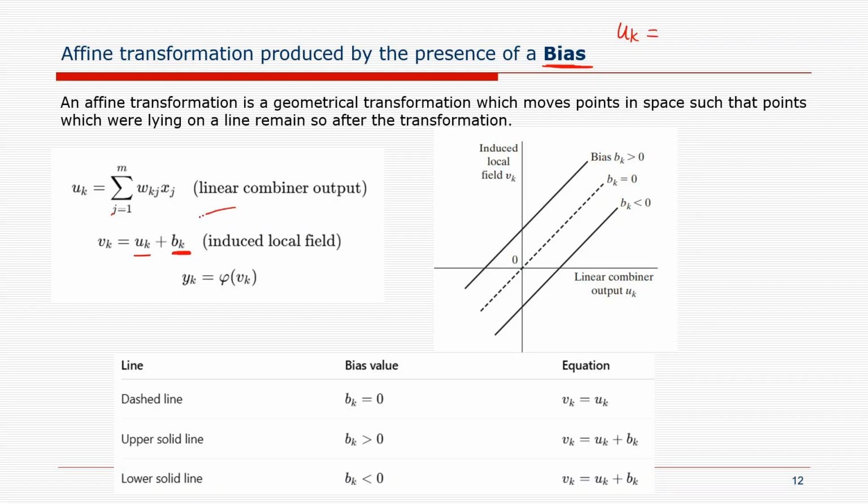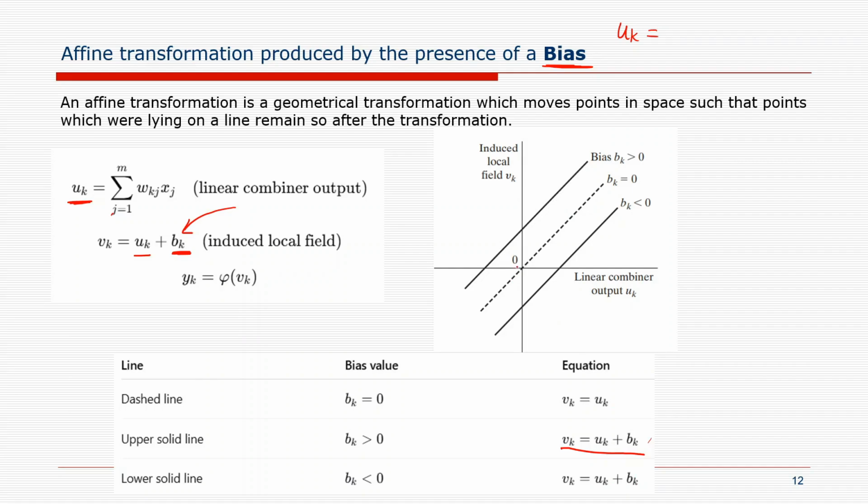Now we'll look at what is the effect of this bias term, BK. If BK is equal to 0, the output passes through the origin, induced by the linear combiner output UK, because this UK we are going to call the linear combiner output. But if the bias is greater than 0, VK becomes UK plus BK, and the line is going to pass above the origin. If BK is less than 0, the line passes below the origin.